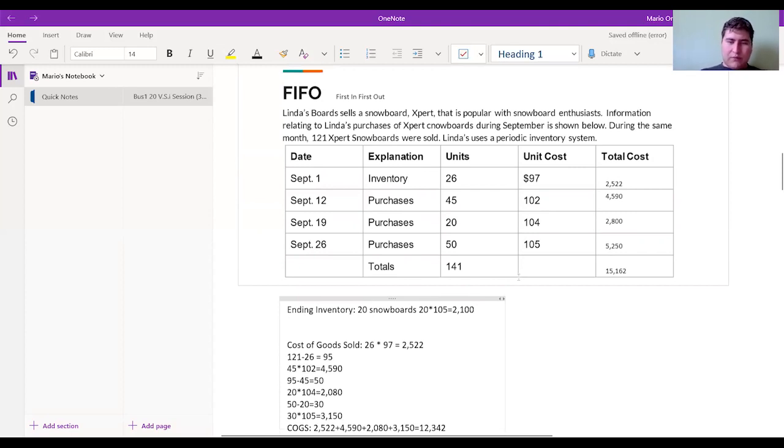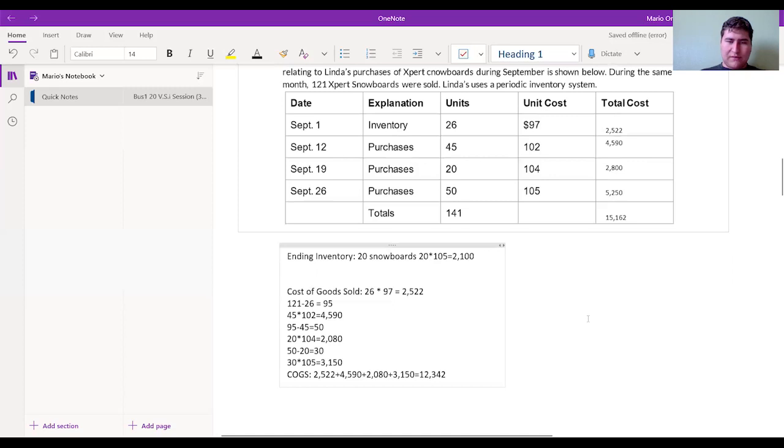Also, if we did just find our cost of goods sold, we can test it another way and use the total cost that we have here, 15,162, and subtract our cost of goods sold, which is 12,342. So there we go. We have a discrepancy.